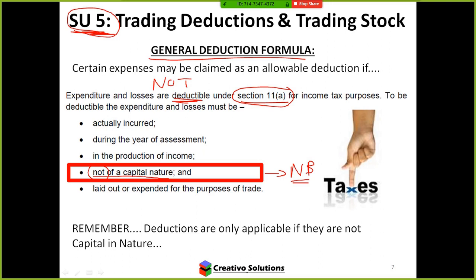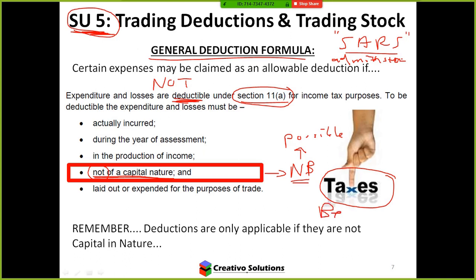And remember, SARS are very strict when applying the rules. They don't question the rules, because the rules are set by government. They don't have the power to change the rules. They only administer and carry out the rules. That's their purpose, to administer. So if I'm looking at a general deduction formula, I'm applying deductions according to operations. If I have items that are capital in nature, then I can apply possible capital allowances. And why would you ever want to do that? Because of this, the benefits.